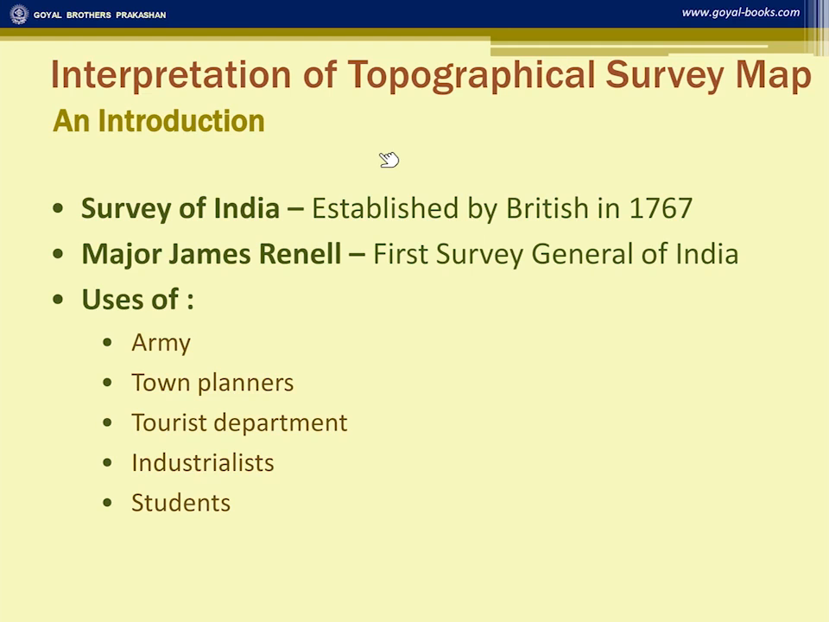They have to find a proper location for establishing their industry. Topographical survey sheets are also used by geographers and students because all the research projects of the areas are based on the topographical survey. Students study the topographical sheets because this topic is a compulsory subject in their board paper. It carries 20 marks.